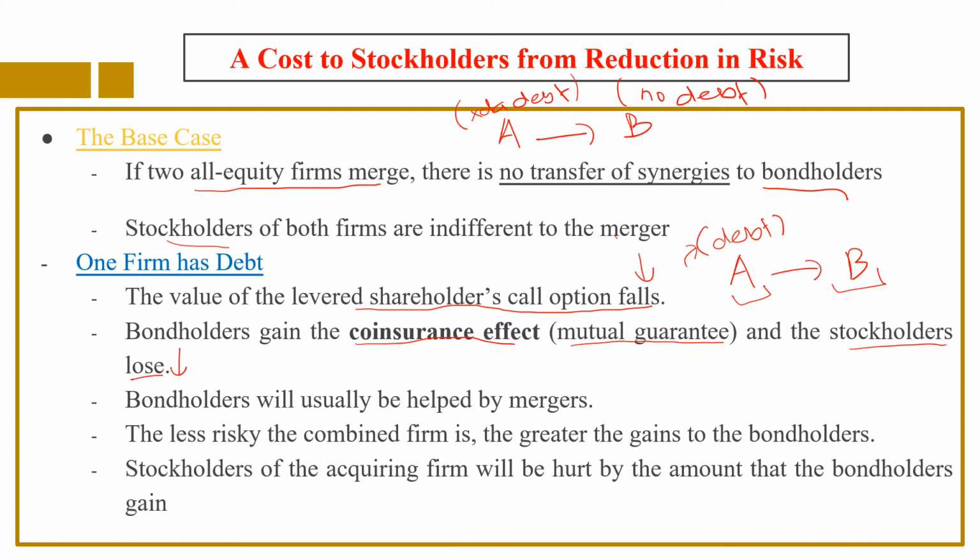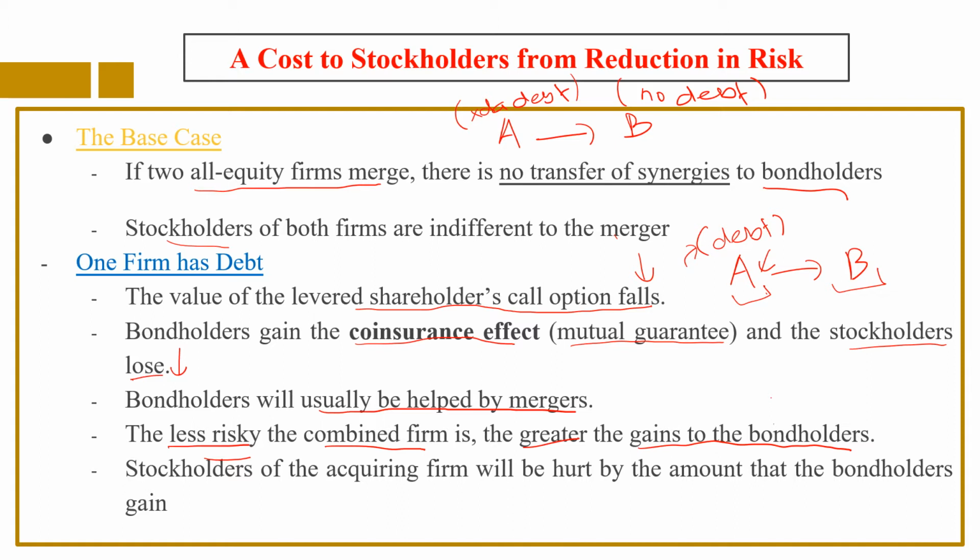And then the bondholder also usually will be helped by mergers. The less risky the combined firm, the greater the gains to the bondholders. Yang ni macam I cakap tadi lah. The less risky combined firm, bila firm ni combine, when there is debt, salah satunya company debt, so siapa yang untung? Bondholder lah. Sebab anything debt yang berlaku within the company, dia akan dapat balik dia punya bayaran. Ataupun debt tu, dia dapat bayaran balik.